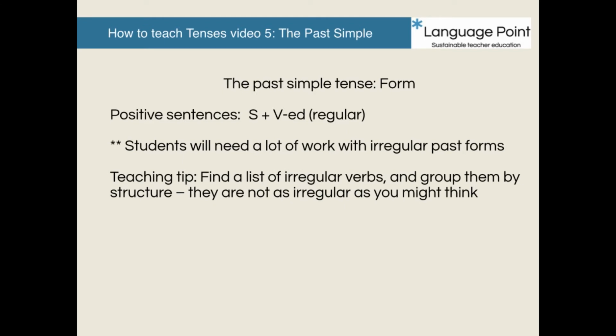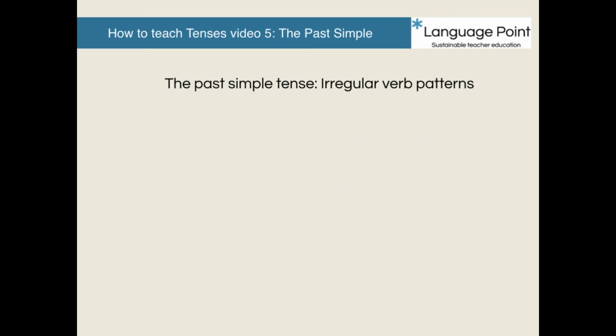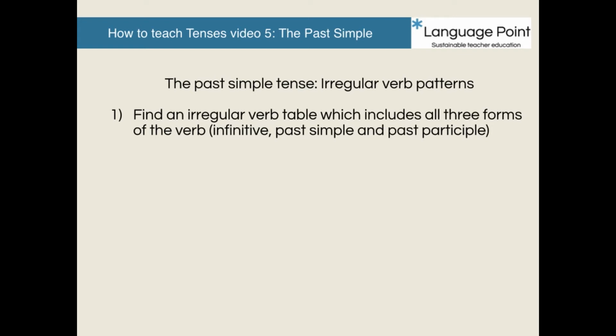As a tip, you should find a list of irregular verbs to work with, but don't present them alphabetically. A lot of books and texts present these words as a big long list, randomly ordered or alphabetically ordered, and that's not very helpful. Try and group them together by the structure that they use for their past and past participle forms. And we can find patterns of irregular verbs. So if we find a table which includes all three forms of the verb, the infinitive form, the past simple form and the past participle form, we can find sets of verbs which behave in the same way, so they change in the same way.